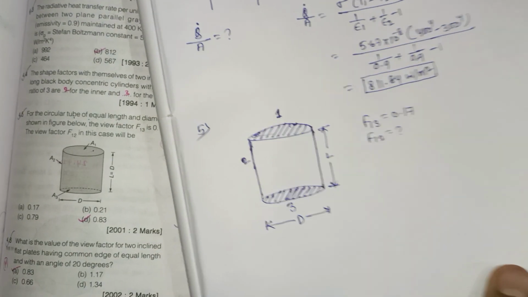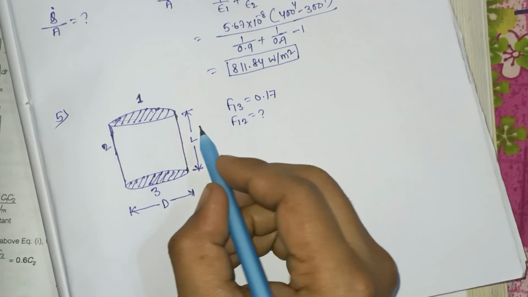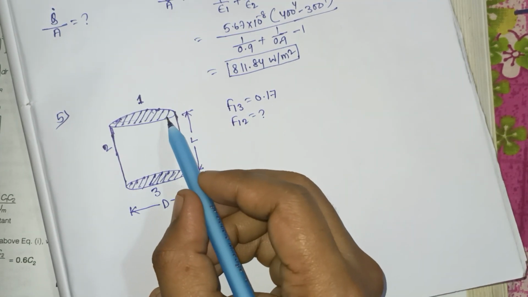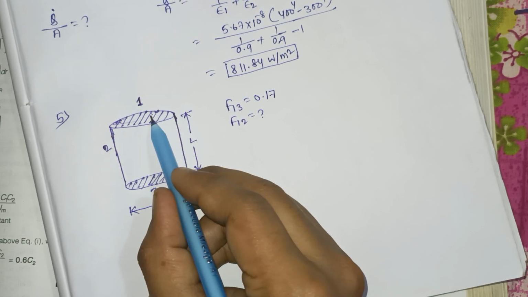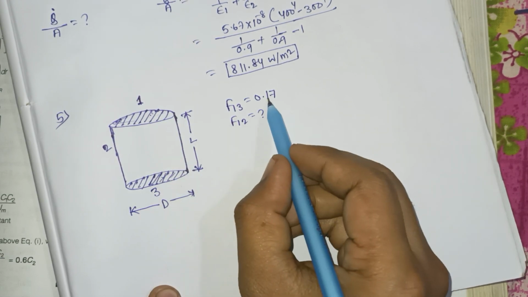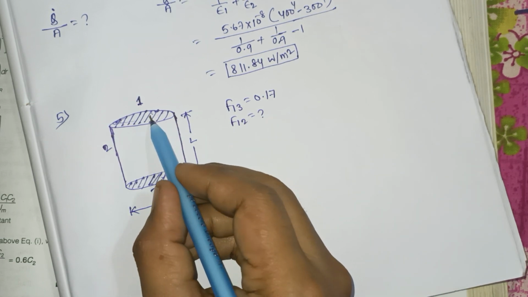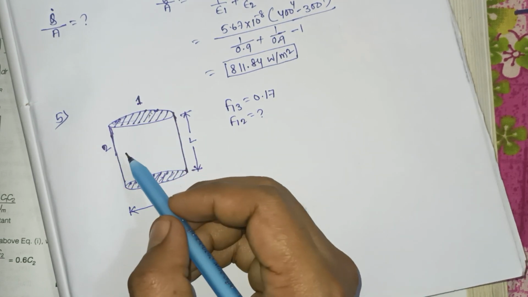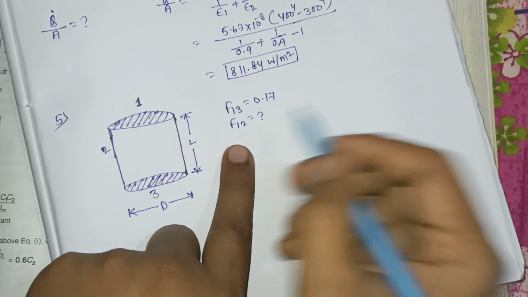Okay, so F13, the fraction of energy from plate 1 to plate 3, is given, that is 0.17. Then what is the fraction of energy from plate 1 to plate 2?